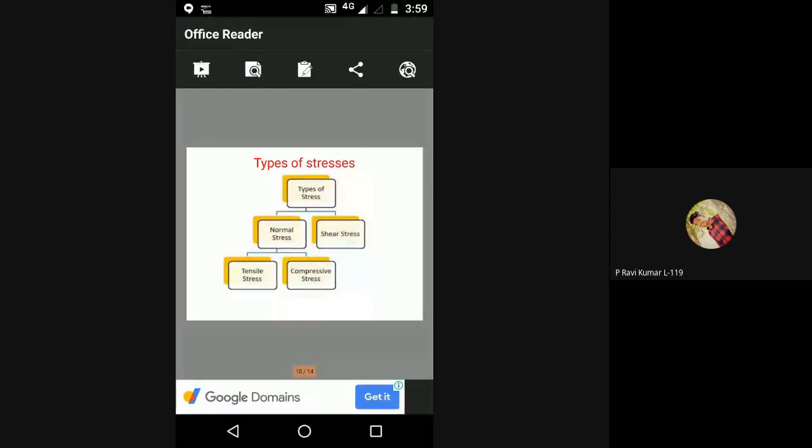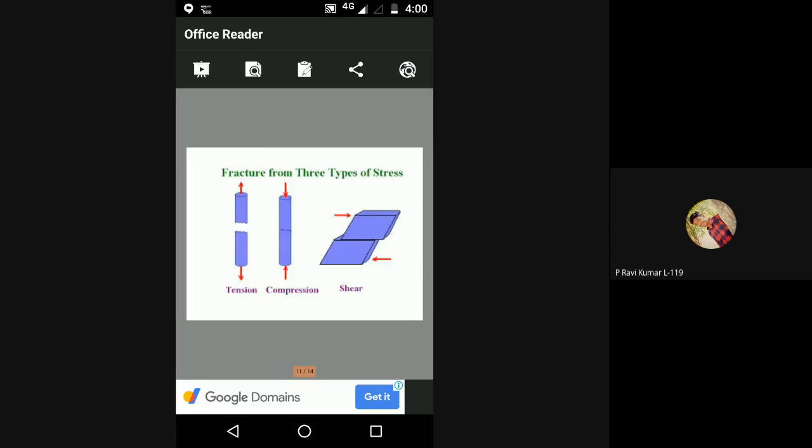Tensile stress developed in the member is compared with the tensile strength of the material. If the stress values are always less than the strength of the material, then the member is safe, otherwise it is a failure. Next one: fracture from the three types of stresses.